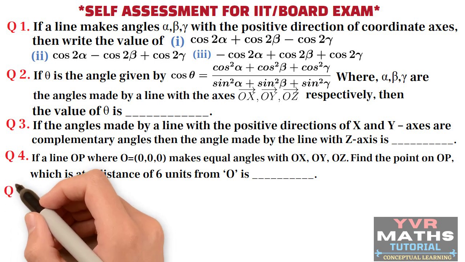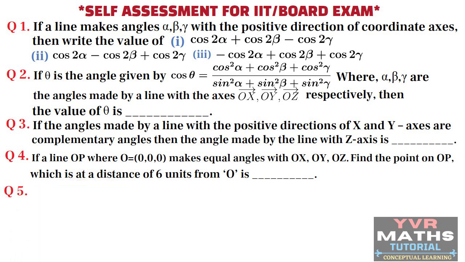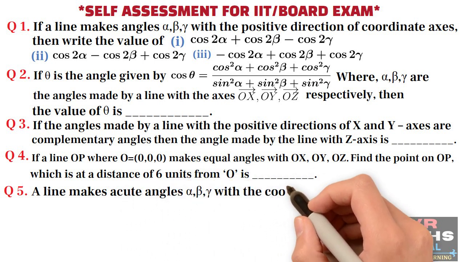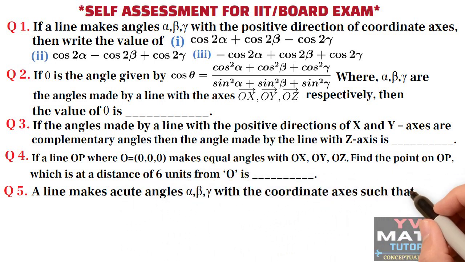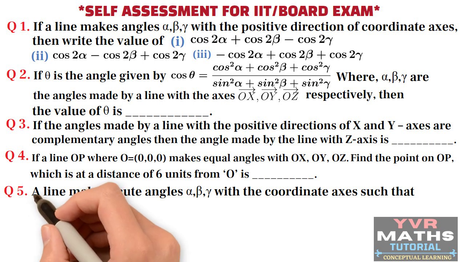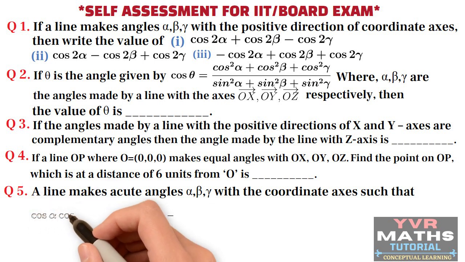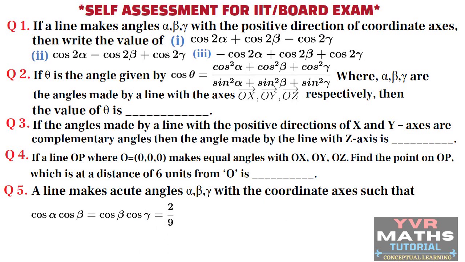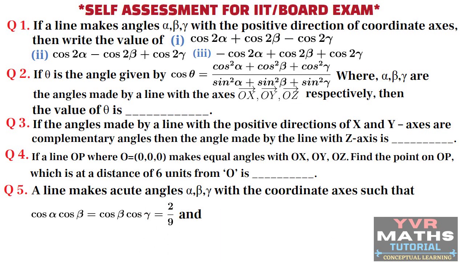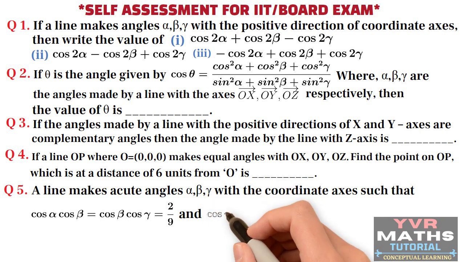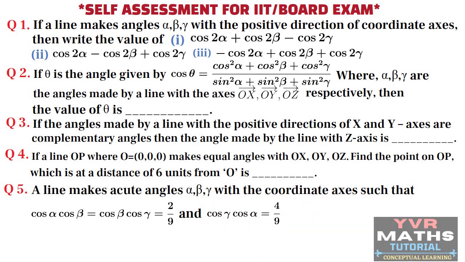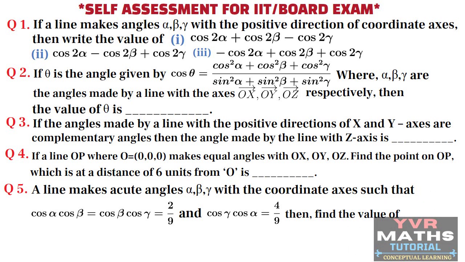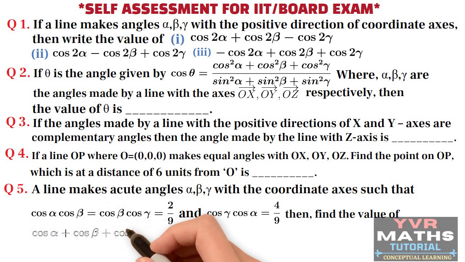And fifth one, a line makes acute angles α, β, γ with the coordinate axes such that cos α cos β = cos β cos γ = 2/9 and cos γ cos α = 4/9. Then find the value of cos α + cos β + cos γ.